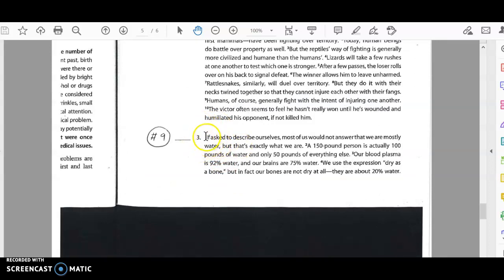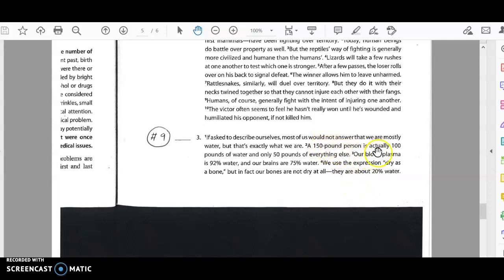Here our main idea is in our first sentence again. If asked to describe ourselves, most of us would not answer that we are mostly water, but that's exactly what we are. We know that's the main idea because it's the first sentence and it's a general idea. We are made of water. General idea. Everything after that is specific details.